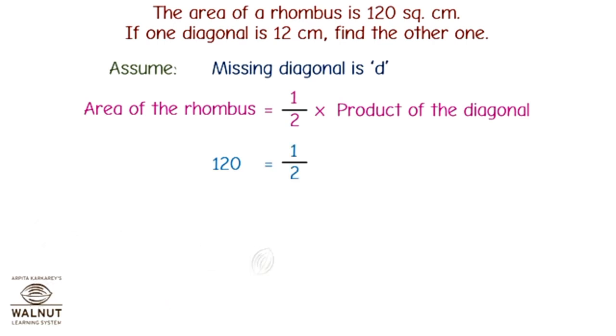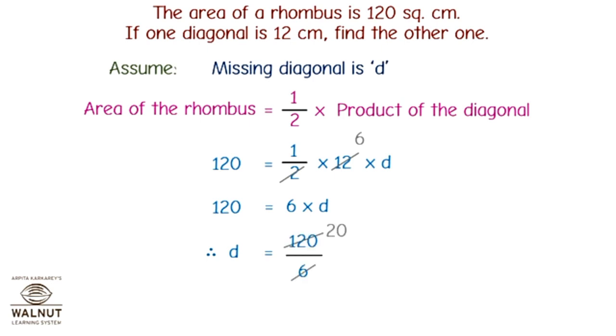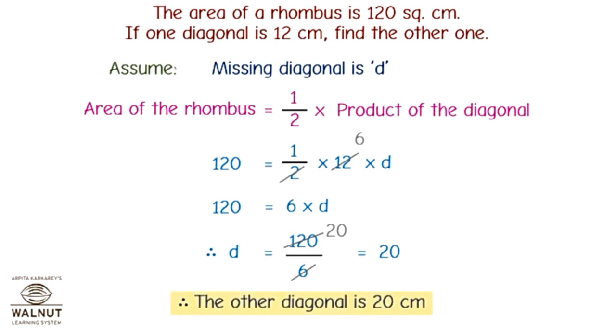So substituting it on the LHS part, 120 is equal to half into 12 into D, where product of diagonals, one diagonal is D. So 2 and 12 gets cancelled. 120 is equal to 6 into D. So D is equal to 120 by 6, 20 centimeters. So therefore the other diagonal is 20 centimeters.